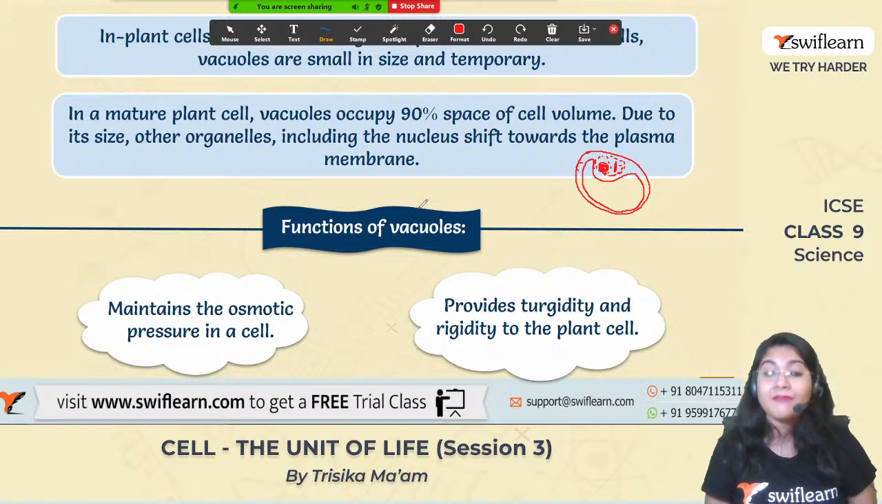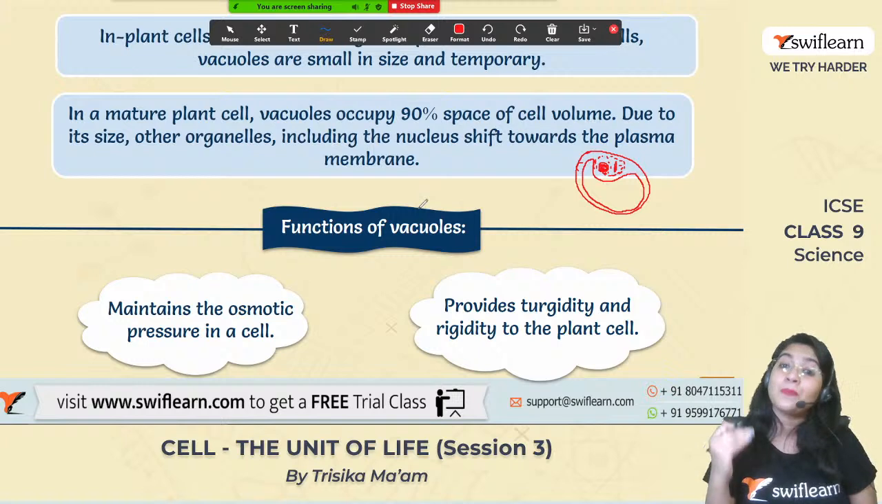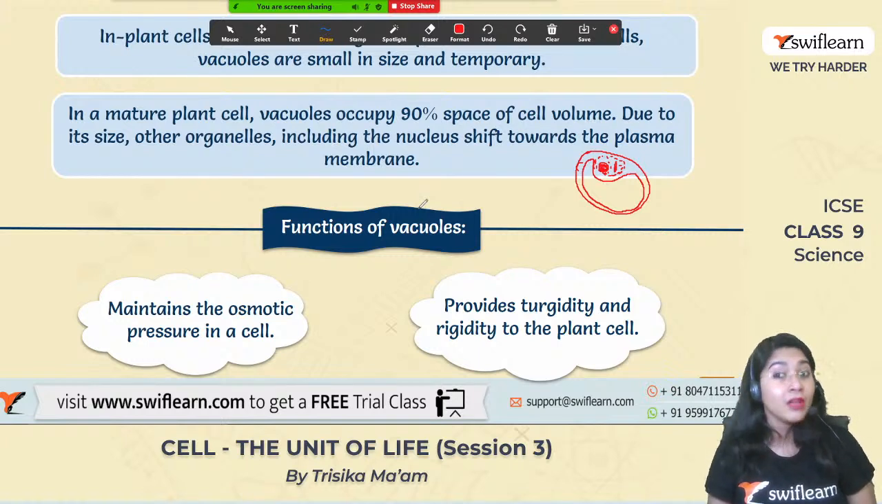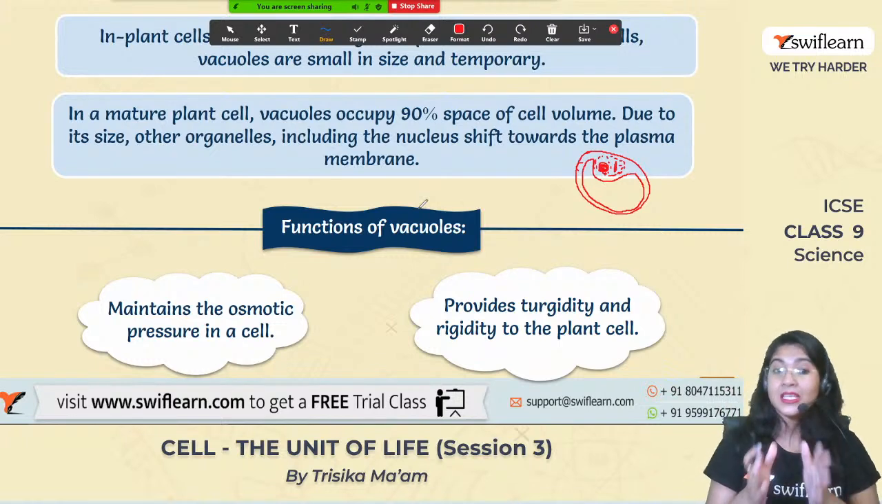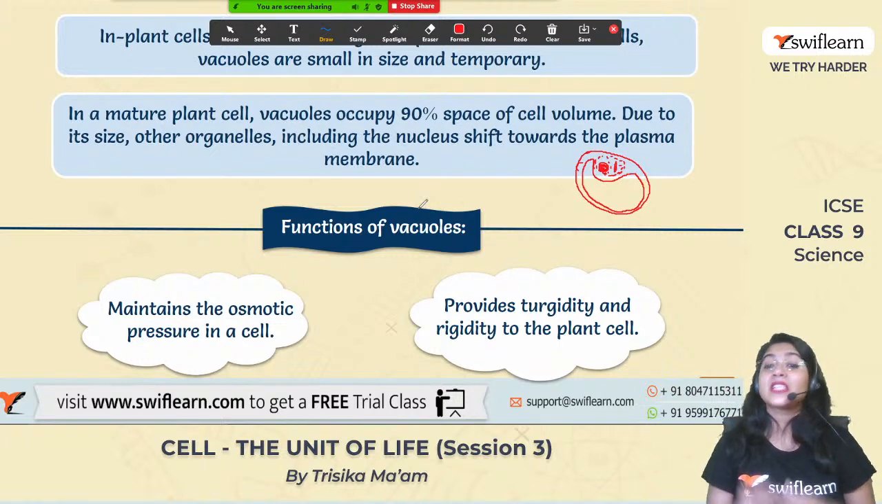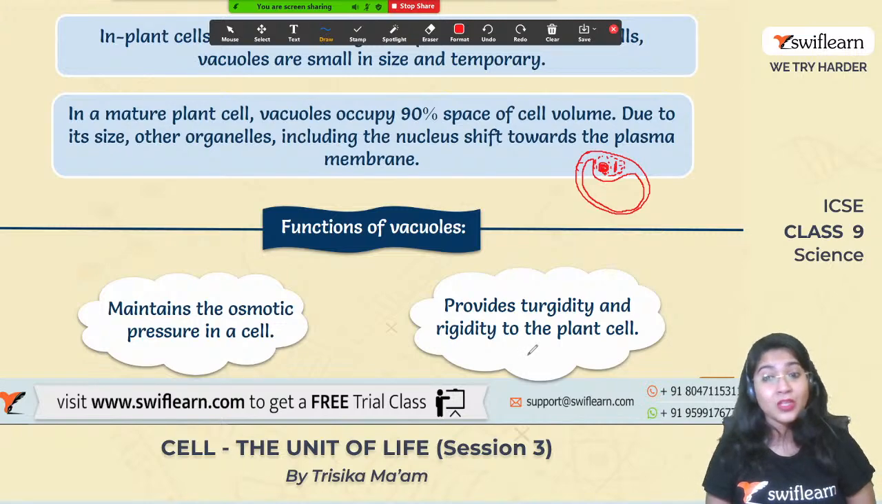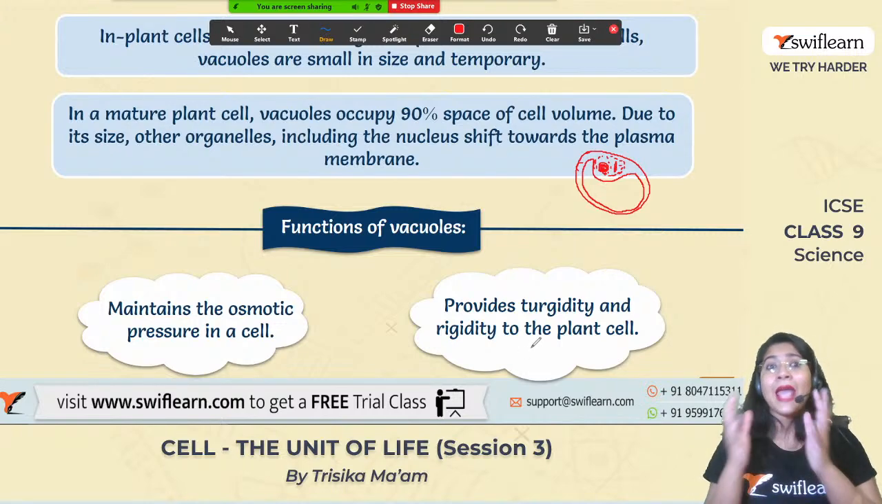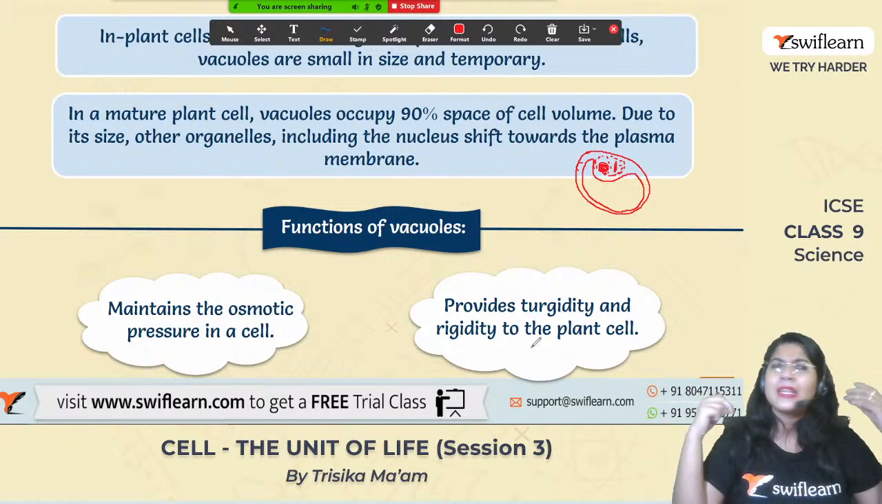Now, what is the main function done by the vacuole? Mainly in the plant cell, why do they take that much space? To maintain a proper osmotic pressure within the cell. This is very important for plant cells to maintain a proper osmotic balance, and it also gives turgidity as well as rigidity to the plant cell. They must be very turgid and rigid, because we already know that animals can move here and there, they can locomote, they can go from one place to another, they have flexibility.